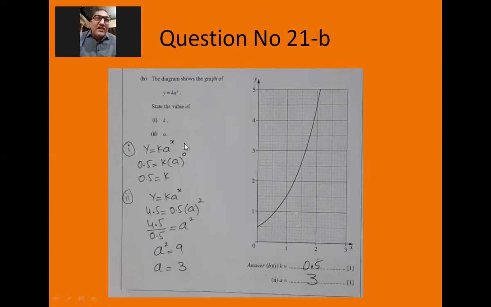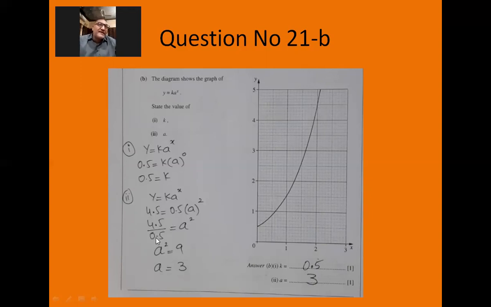So you see, very easily by putting this point into that equation, I'm able to find out the value of k. Now the second part, he says y equals k a raised to power x. Okay, so I've taken this point. This is x value 2 and the y value is 4.5. So in the equation y equals k a raised to power x, in the place of y, I will put 4.5. K is 0.5, we already know from this part. A, I don't know. x value is 2, that is coming from this point. So you will have 4.5 divided by 0.5.